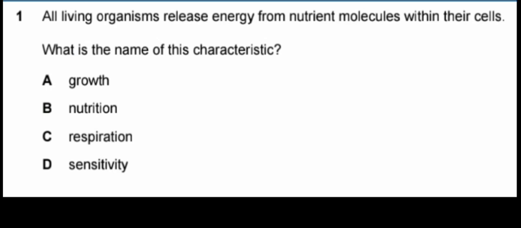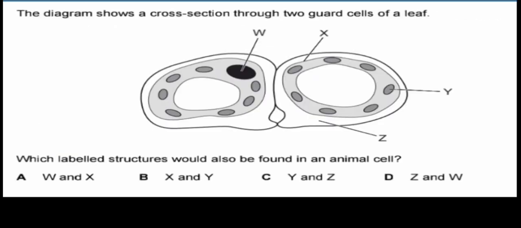Then as for D, sensitivity. When you talk of sensitivity, it is the ability of a living organism to detect a particular stimulus. In talk of stimuli or stimulus, this one is just an external factor which is going to cause an organism to respond. For example, you can talk of chemicals, temperature, and so on. Which qualifies to be the answer here is going to be C. Let's see the next one.